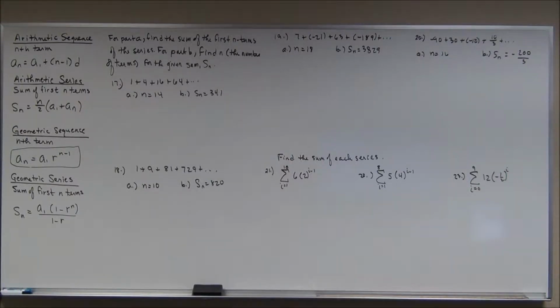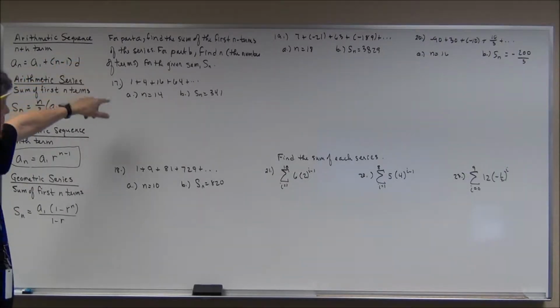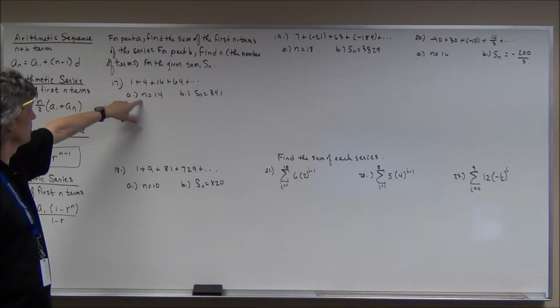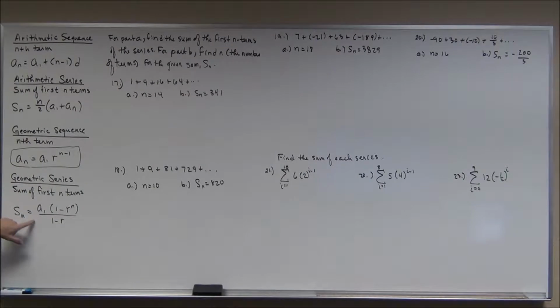Okay, here's part 2. Again, I have all the key formulas that you should have memorized, or need to memorize, for arithmetic, for geometric. Now for problems 17, 18, 19, and 20, it says find, for part A I should say, find the sum of the first n terms of the series. That means I'm using this formula here, because as it turns out, these series are all geometric. And we're going to check to make sure they're geometric, but these series are all geometric.